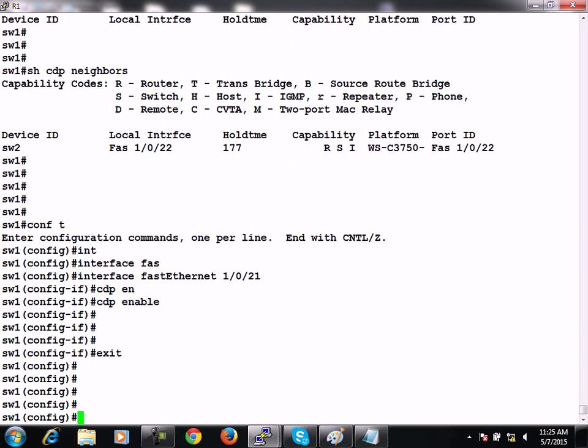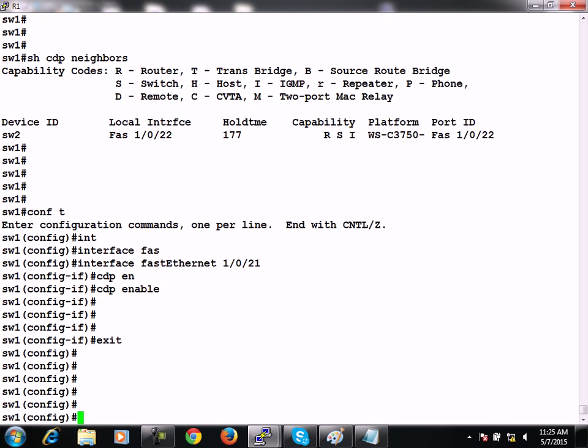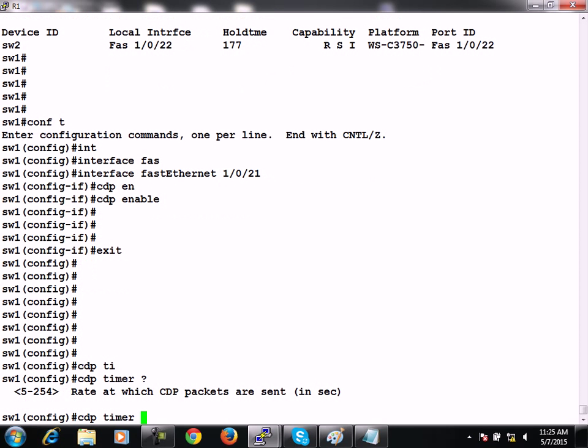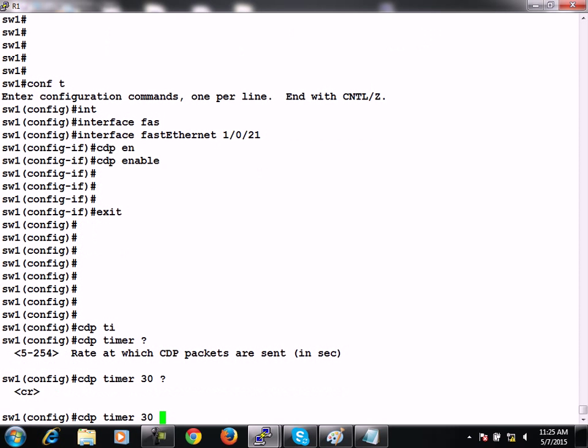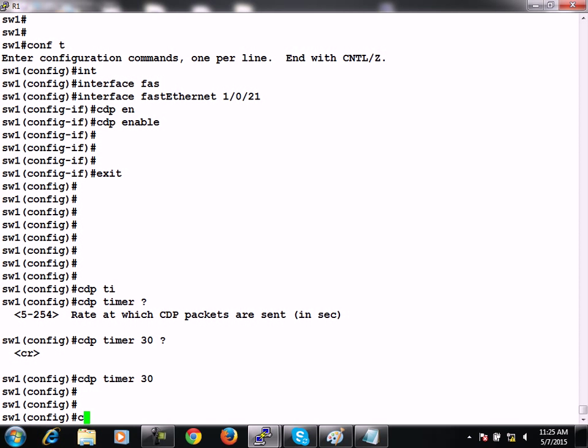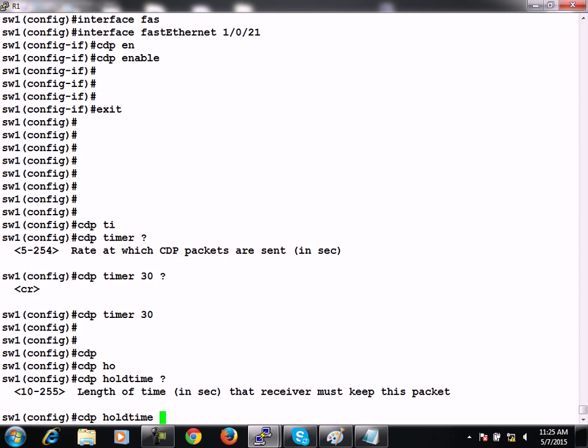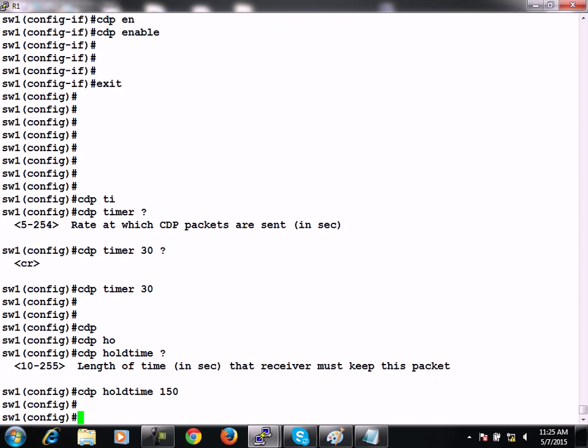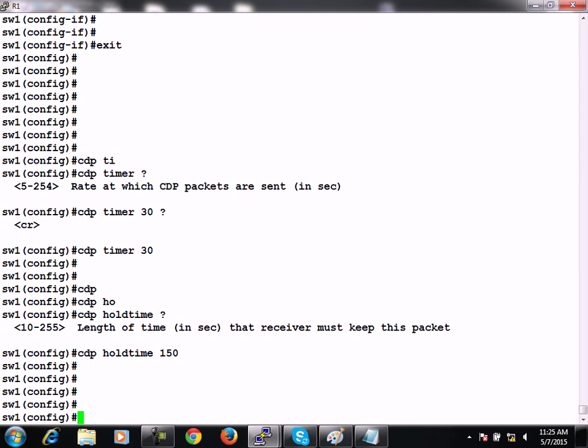Fine. Then after, you can also change your CDP interval, like the CDP timer. By default it is 60 seconds. You can make it 30 seconds as well. CDP hold time, by default 180. You can make it 30. So in this way you can change parameters of CDP.